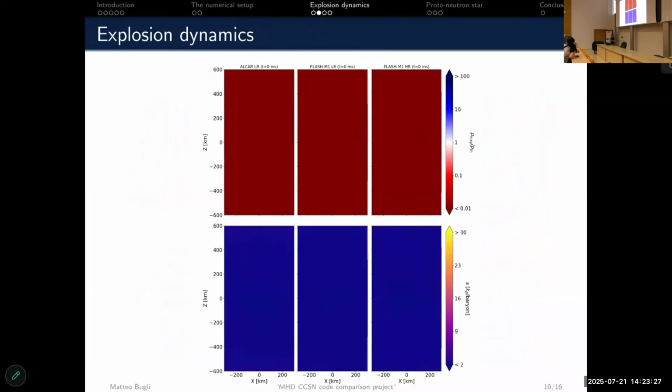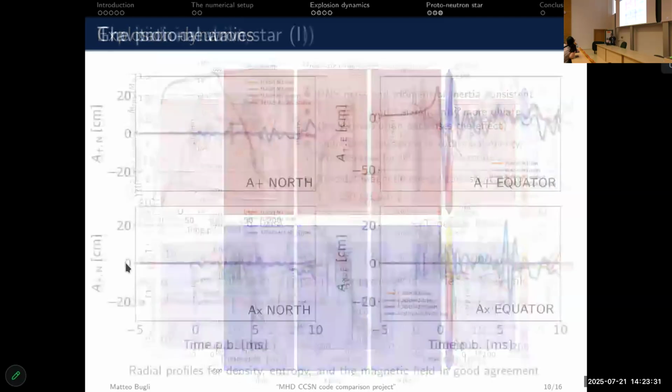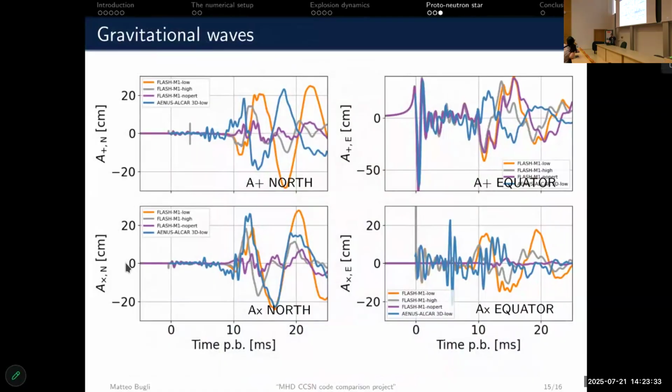My question is about the bounce signal. I was astonished about the good agreement between the codes. Is the microphysics you use for the collapse phase coordinated so that all of you use the same electron capture rates during collapse, or is it because there is sufficient rotation to determine the signal more than the inner core mass, which depends very much on the electron capture physics?